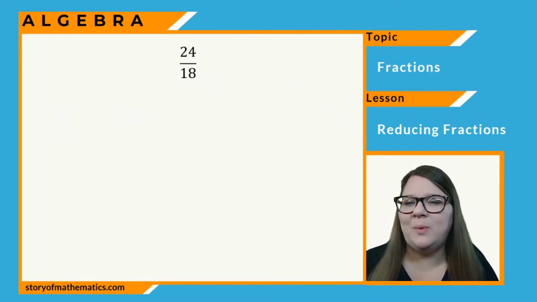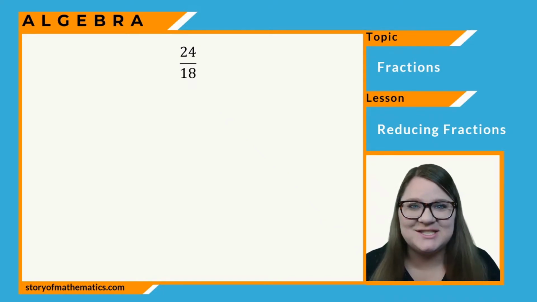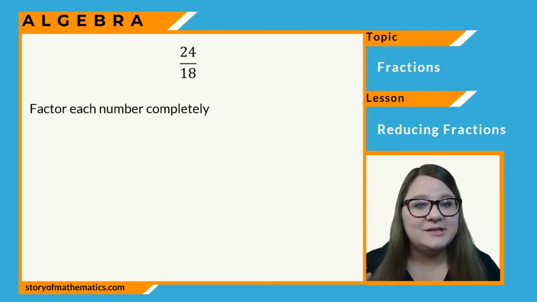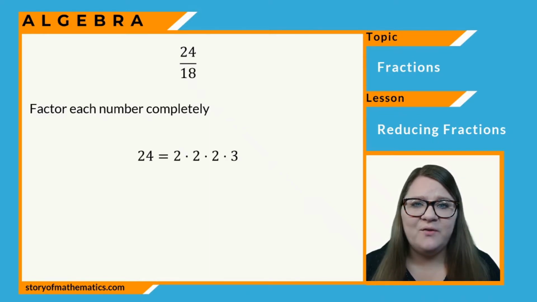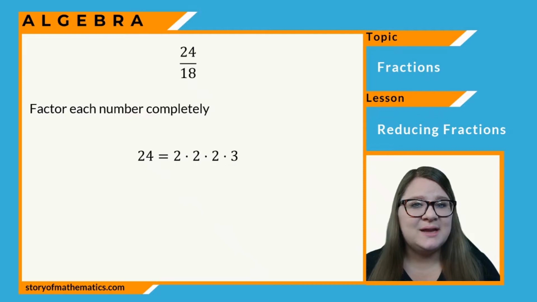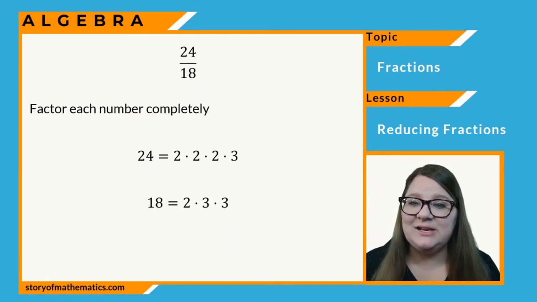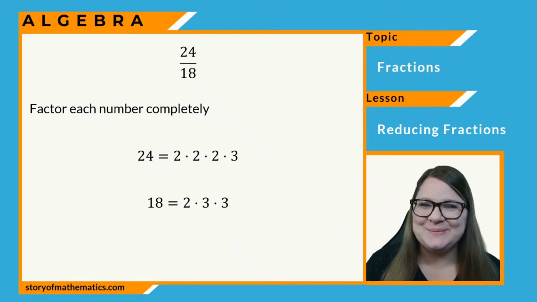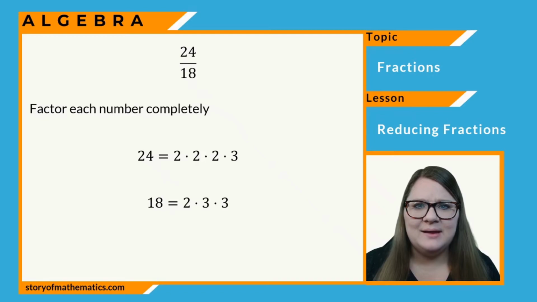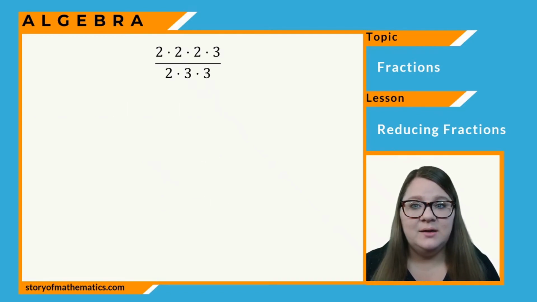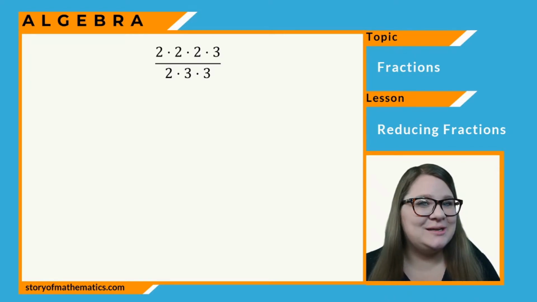So what about 24 over 18? How would you simplify or reduce that fraction? We're going to factor each number completely. Let's start with 24. 24 you can write out as 2 times 2 times 2 times 3. And 18 you can write as 2 times 3 times 3. So let's rewrite this in that format. Instead of 24 over 18, we'll have 2 times 2 times 2 times 3 over 2 times 3 times 3.